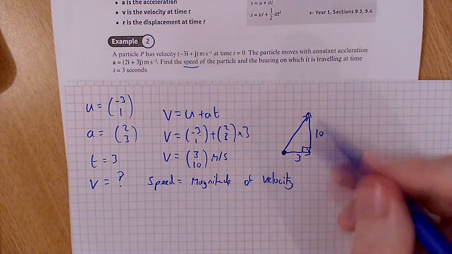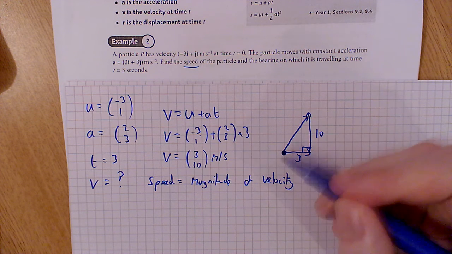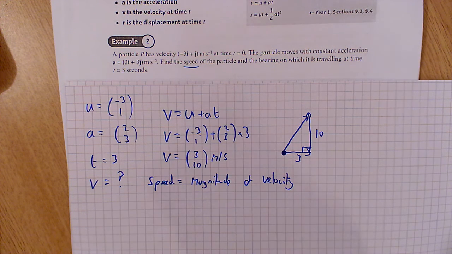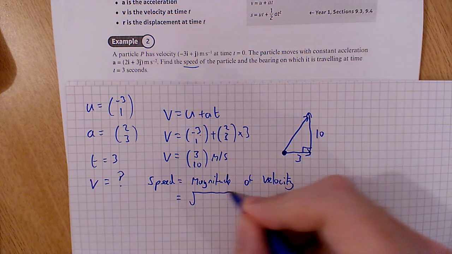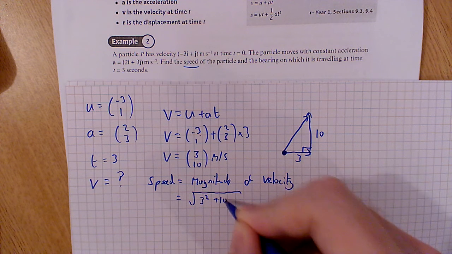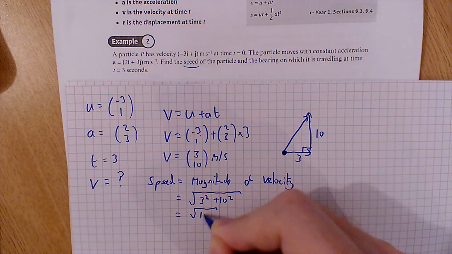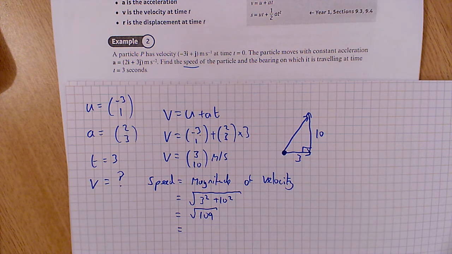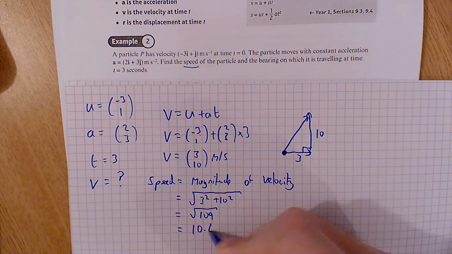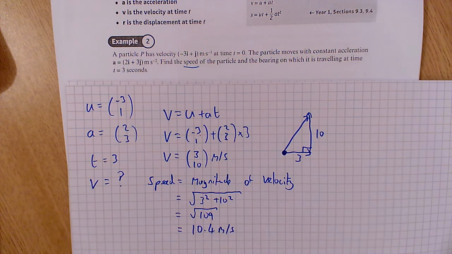The speed doesn't care for direction, it's just how quickly am I going in that straight line direction from start to end. So to get the magnitude, we're going to use Pythagoras. 3 squared plus 10 squared, which is the square root of 109, which we can work out to 2 or 3 significant figures. So this is 10.4 meters per second, because it's the speed, to 3 significant figures.